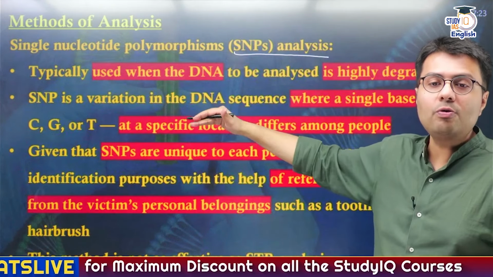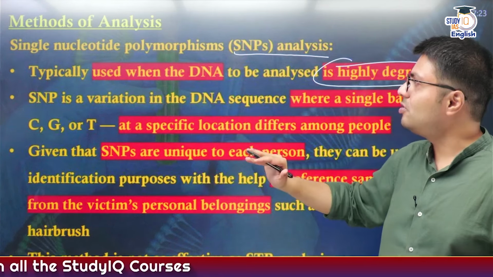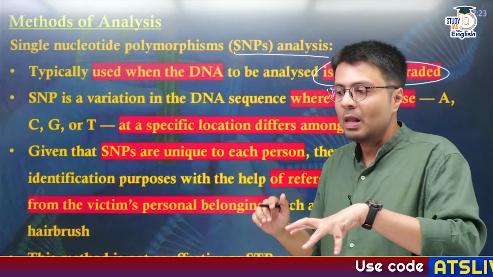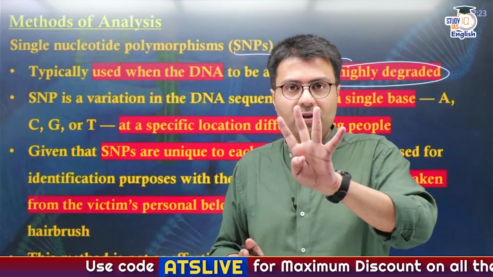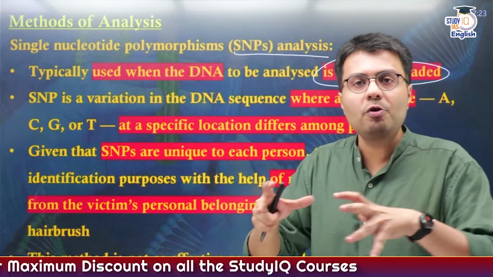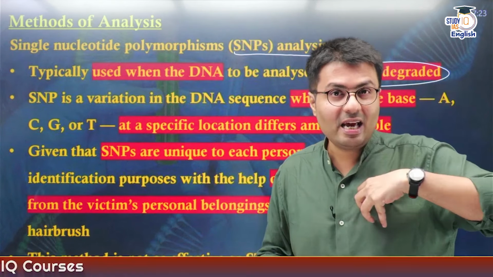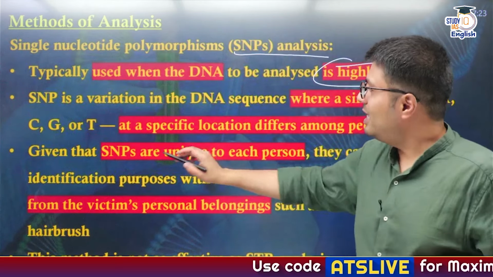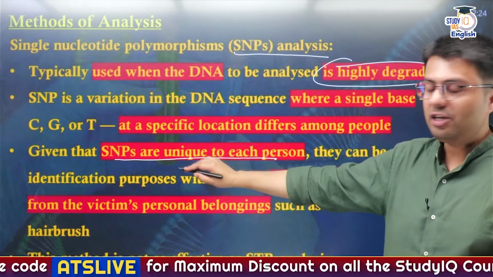Now, this is typically used when the DNA sample is highly degraded, and in this analysis, your SNP, that is single nucleotide polymorphism DNA sequence, is analyzed. Now you understand, in human DNA there are 4 nucleotide bases: adenine, guanine, cytosine and thymine. And the way these are arranged in a human being differs individually. So the way DNA sequences are arranged in my DNA will be different from yours. Similarly, it will be different for other people also. So these SNP sequences are unique to each person and they can be used for identification purposes.